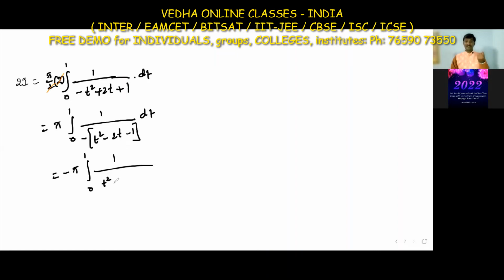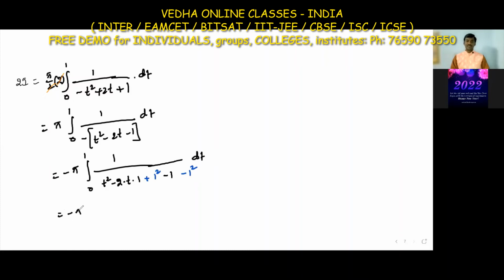a square, t square, minus 2ab, 2 into t into 1. 2ab is okay. Then what is missing here? Plus b square is missing. Plus b square and minus b square. Adding 1 square and subtracting 1 square here. And what about this minus 1? Write it as it is and whole dt as it is.